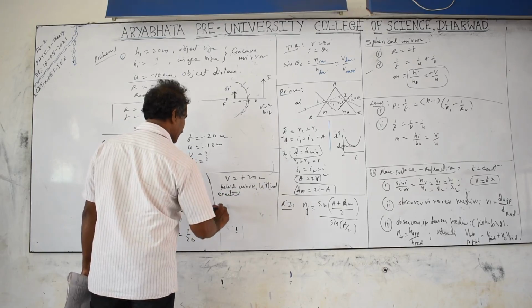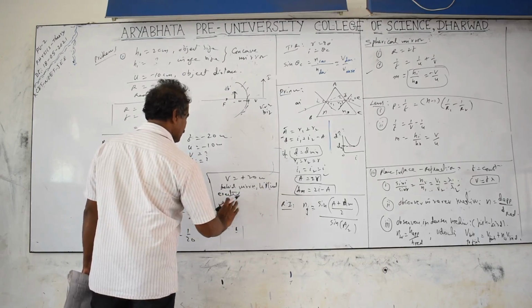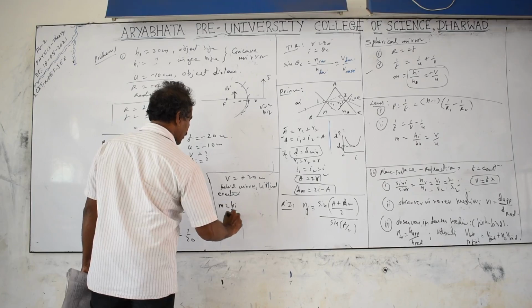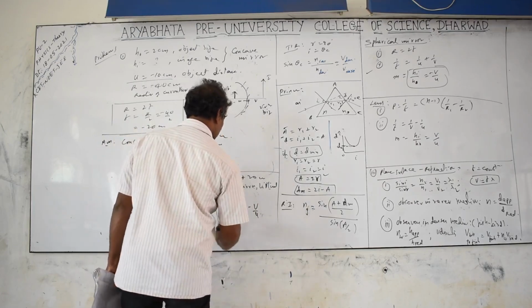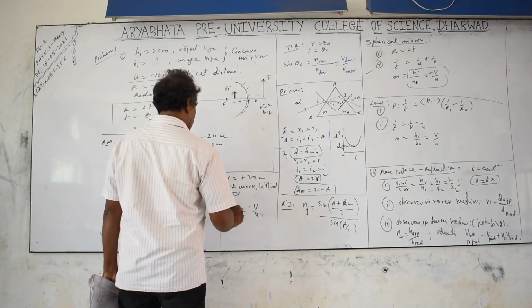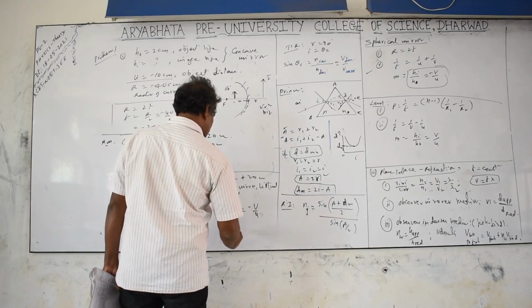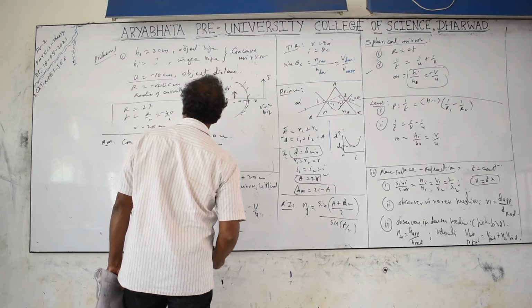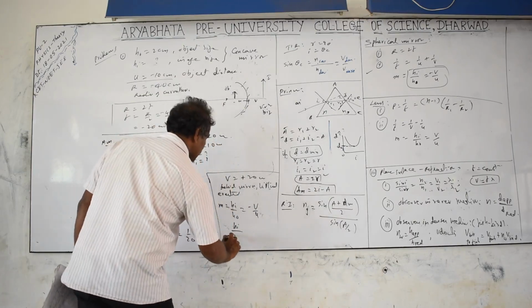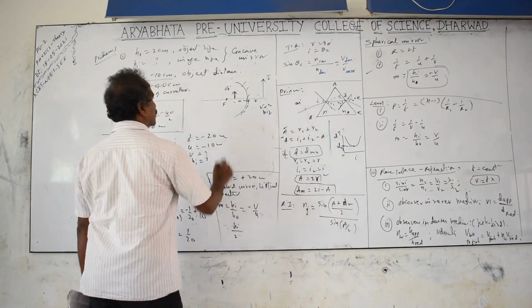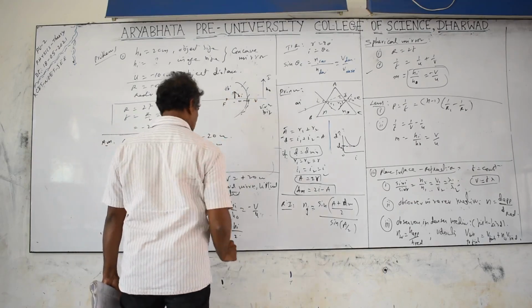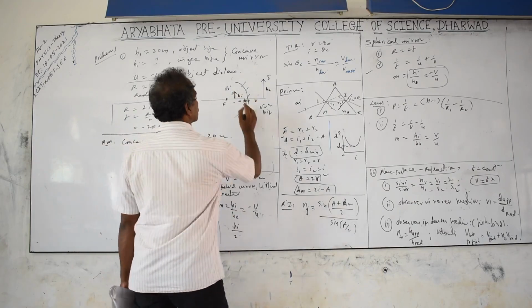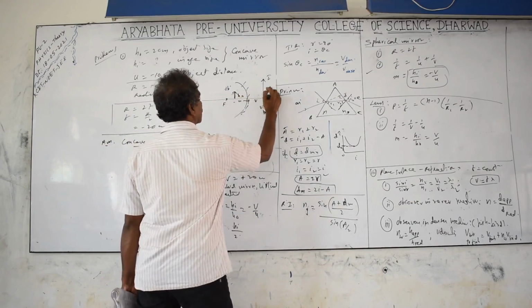What is the formula for the magnification? Height of the image by height of the object equals minus V by U is the formula we have. Substitute the values into this. You have to calculate the height of the image. The height of the object is 2 centimeters. It is positive only, since initially you are keeping the object upwards. Sorry, this is the height of the object, and this is the height of the image.